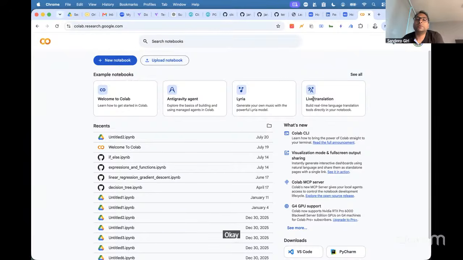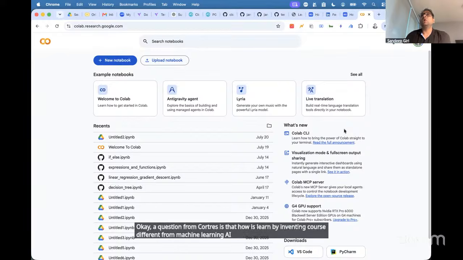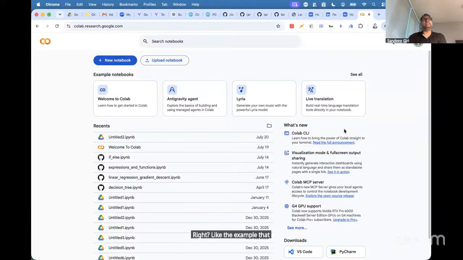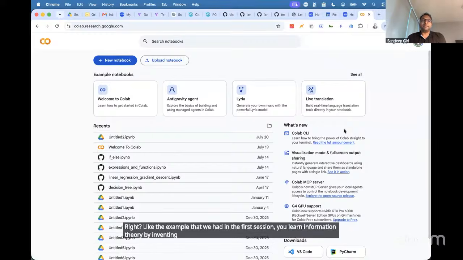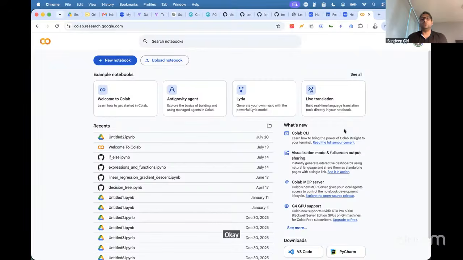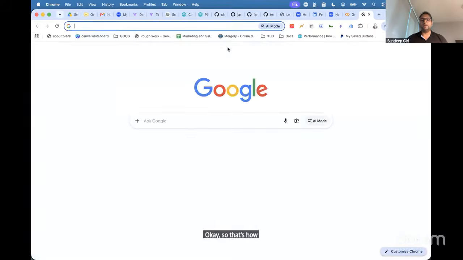A question from Kotres is: how is the Learn by Inventing course different from a machine learning AI course? All the courses that we deliver have the format of Learn by Inventing. Like the example in the first session, you learn information theory by inventing the number system, by inventing the encoding decoding scheme. That's how the philosophy of Learn by Inventing goes.